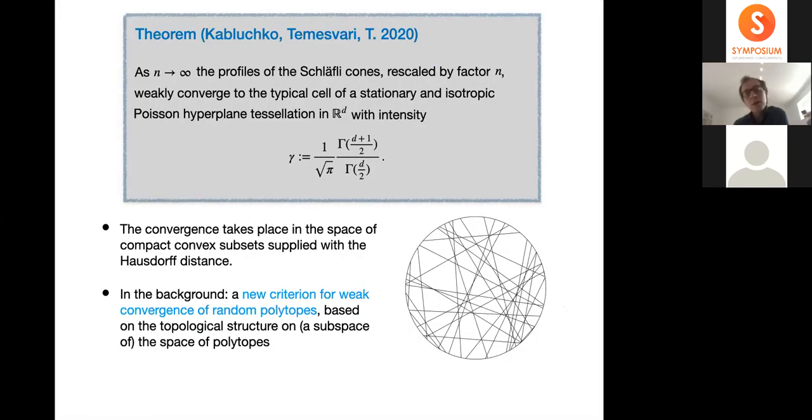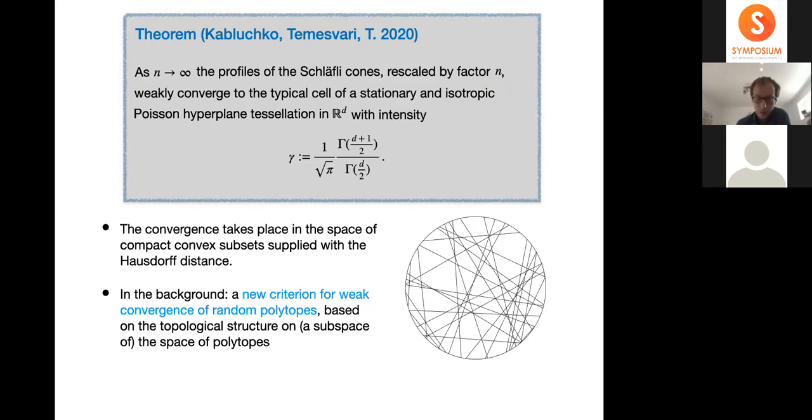But unfortunately, or fortunately for us, the statement is not correct, and things are much more interesting. Here's the result that we proved with Zakhar Kabluchko and Daniel Temesvari, probably in 2018, and we hope that the paper will appear this year. You look at these profiles as n goes to infinity. The dimension of the sphere or the cones is fixed. These profiles are random polytopes in Rd, and the cones get smaller and smaller, so these random polytopes get smaller as well. If you want a meaningful limit, you have to rescale. The right scaling is to blow up everything by factor n.